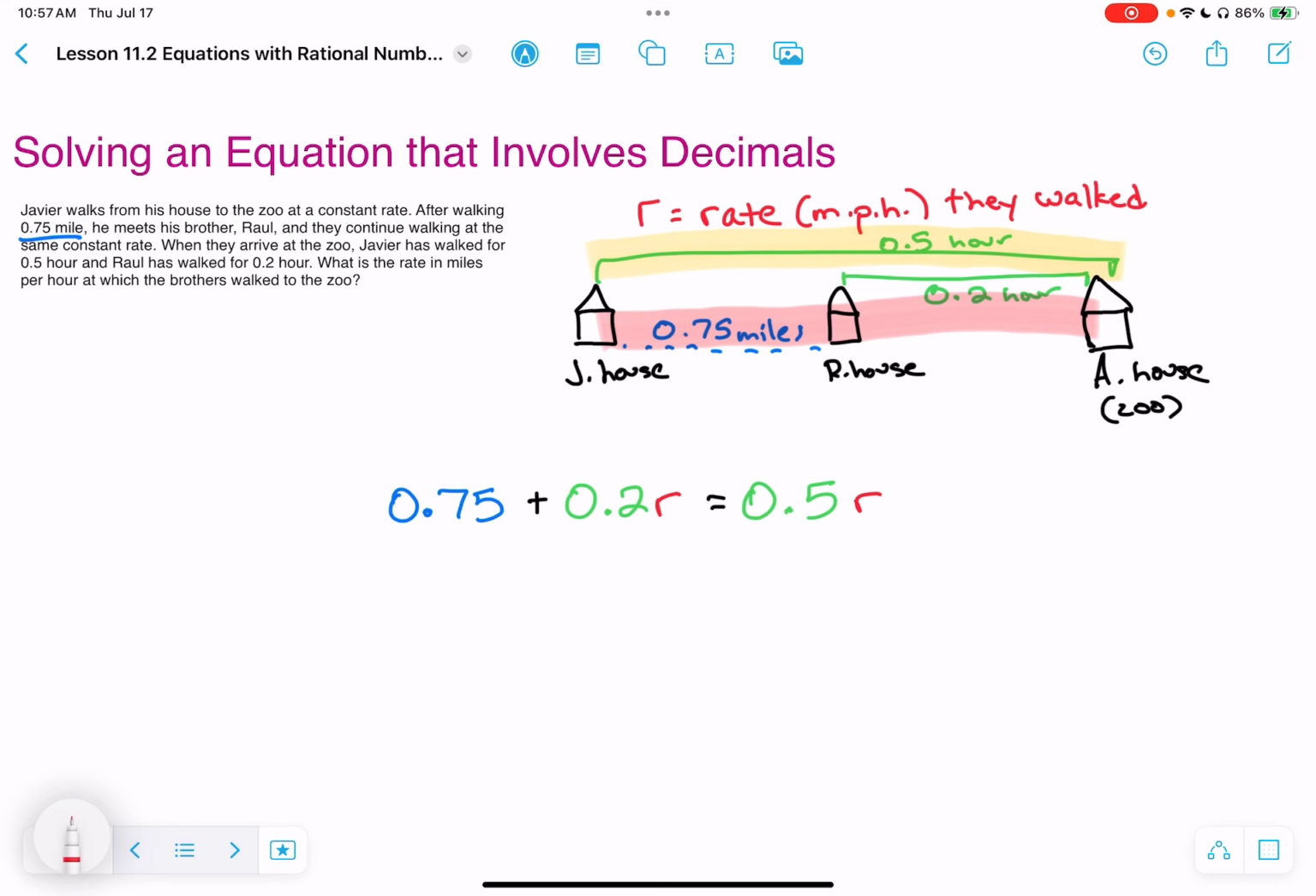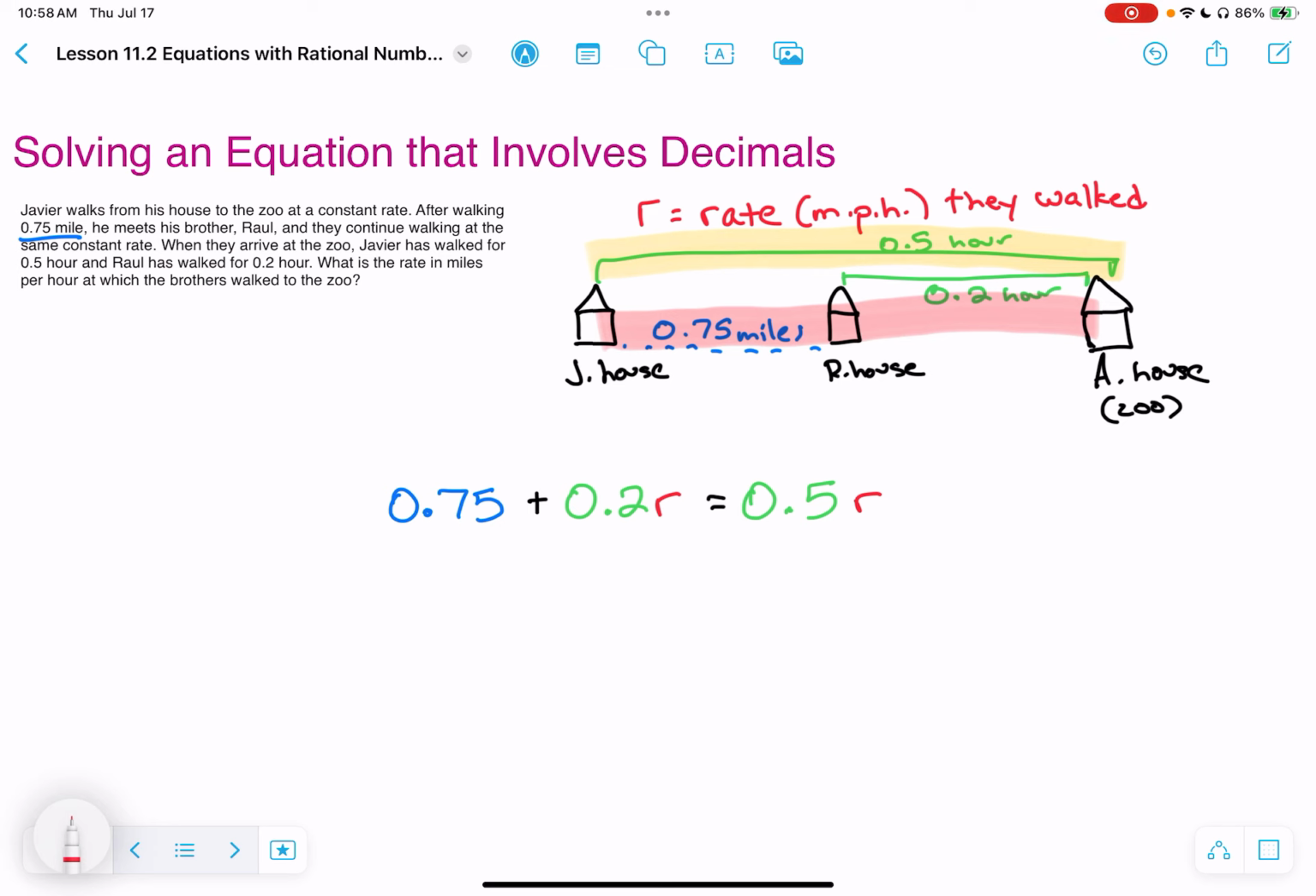Now I know this can be a little tricky because you're like, wait a second. Javier is the one who walked 0.75 miles. Why is that on Raul's side of the equation? And that's why it's important to draw a diagram. When you draw a diagram, you see that the top part of the diagram, Javier's 0.5 hours, that line going from Javier's house to the animal house, is the same length as the 0.75 miles to Raul's house plus the 0.2 hours that Raul walked. Those two highlighted lines are the same amount.